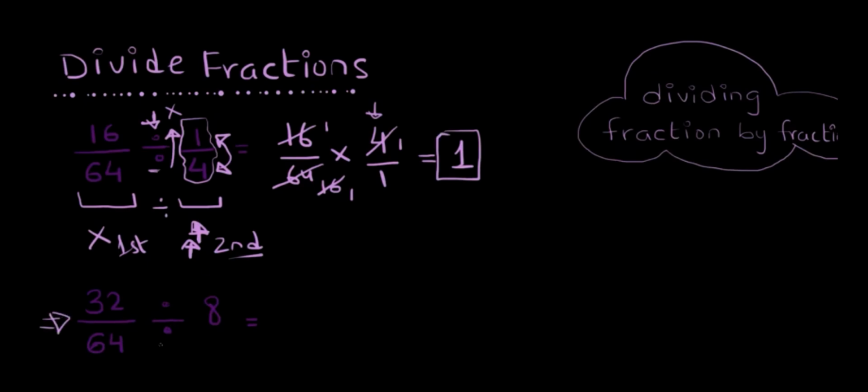32 over 64 divided by 8. So the first fraction copies down the way it is, and division becomes multiplication. What happens to the 8? Well, 8 is the numerator, and it's got an invisible 1 underneath, right? Any number, let's say 2, is actually 2 over 1. 100 is actually 100 over 1. So I've got the denominator as 1. I'll flip it over, it becomes 1 over 8.